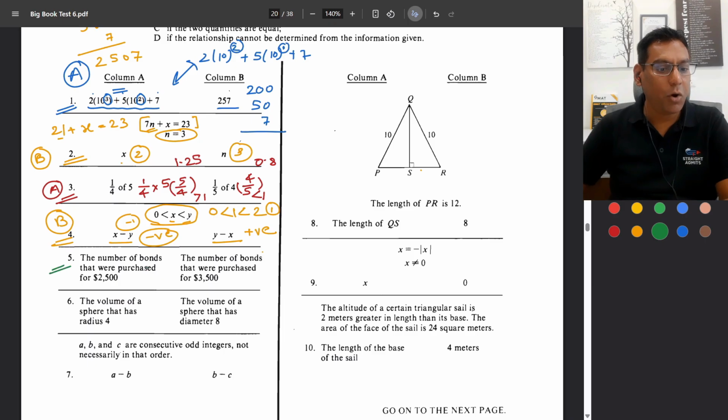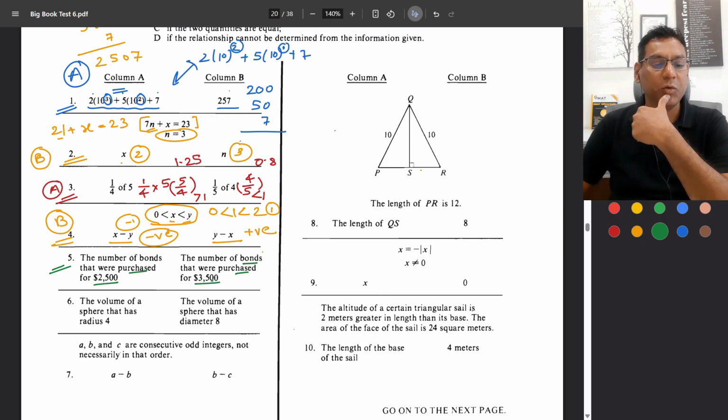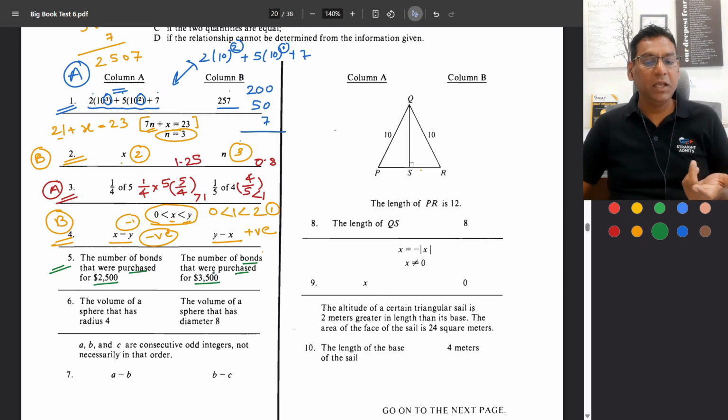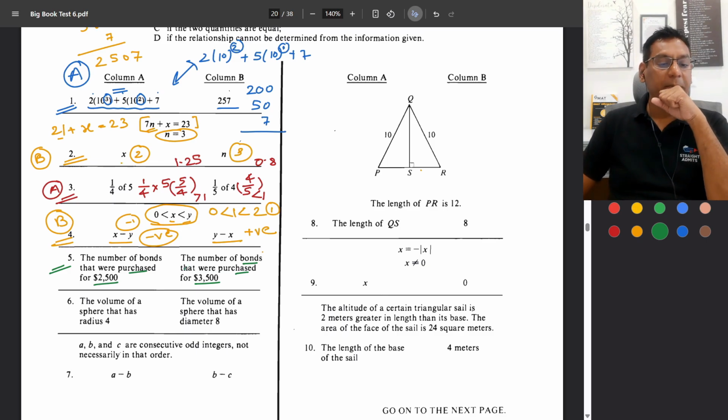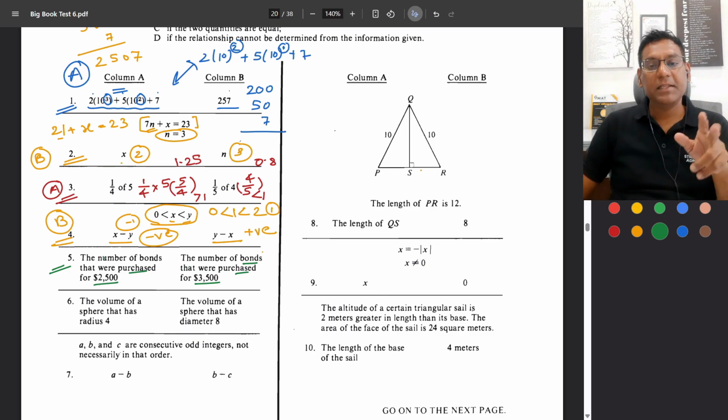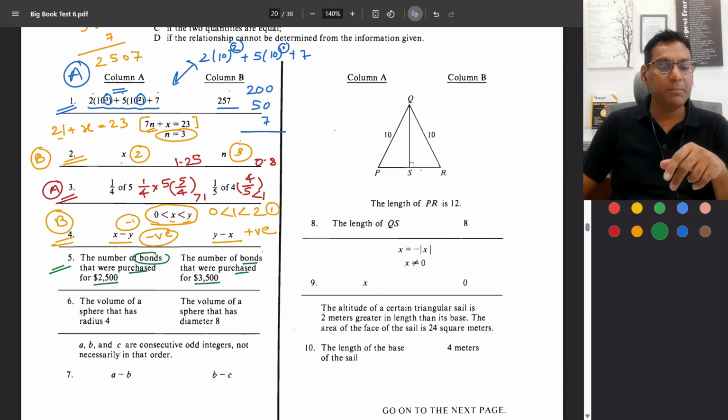The number of bonds that were purchased for 2,500, compared to the number of bonds that were purchased for 3,500. Okay, now this is quite a tricky question. They are not telling us whether we purchase them at the same time. So this is bonds, right? The price of the bond could be changing.